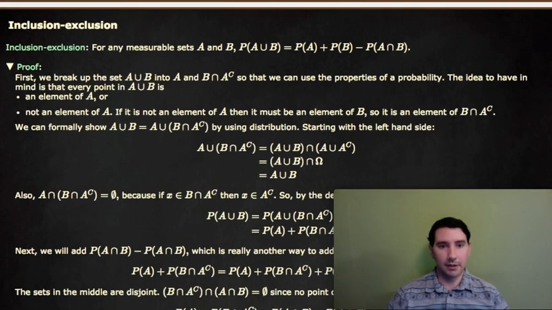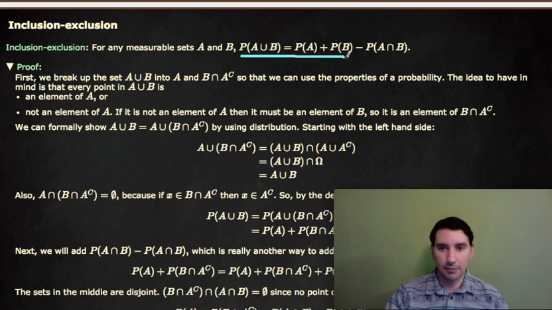Probabilities always satisfy the inclusion-exclusion principle. So for any two sets A and B, the probability of A union B is equal to the probability of A plus the probability of B minus the probability of A intersect B. So to show this, we're going to first break up the set A union B into A and B intersect A complement.